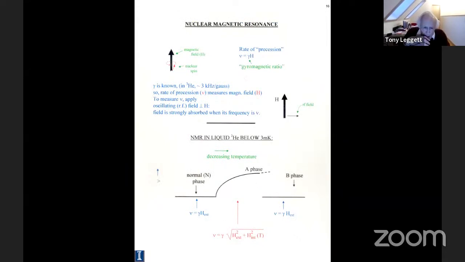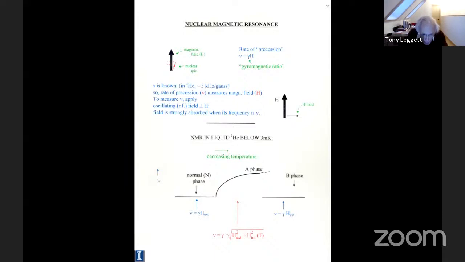Okay. Suppose that I take a nuclear spin, so a small nuclear magnet, in a magnetic field, say H. If I tip the spin away from the field, then it will precess around it. And the rate of precession is given by the formula nu, the frequency, equals gamma H. Gamma is a quantity called the gyromagnetic ratio, and H is the magnetic field. Now, in helium-3, gamma is well known. Its value is 3 kilohertz per Gauss, roughly. But anyway, the rate of precession will measure the magnetic field.